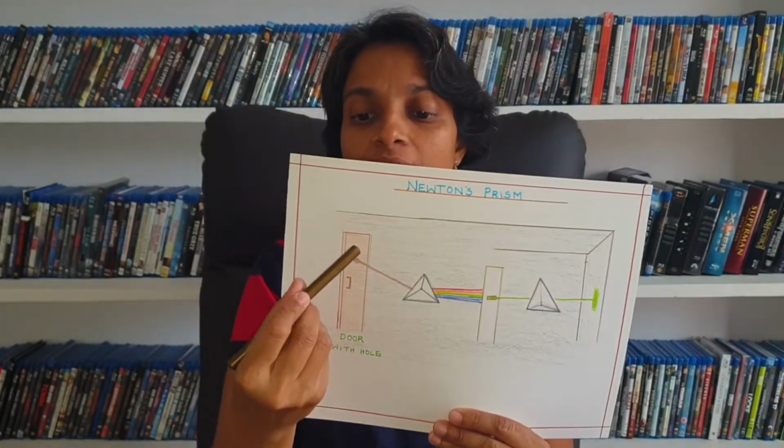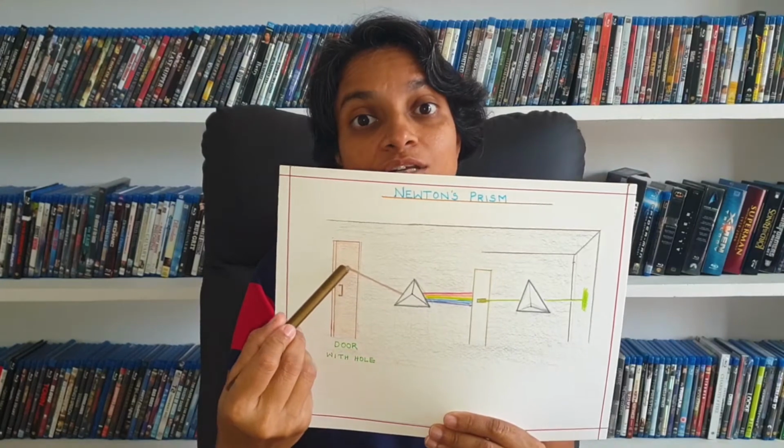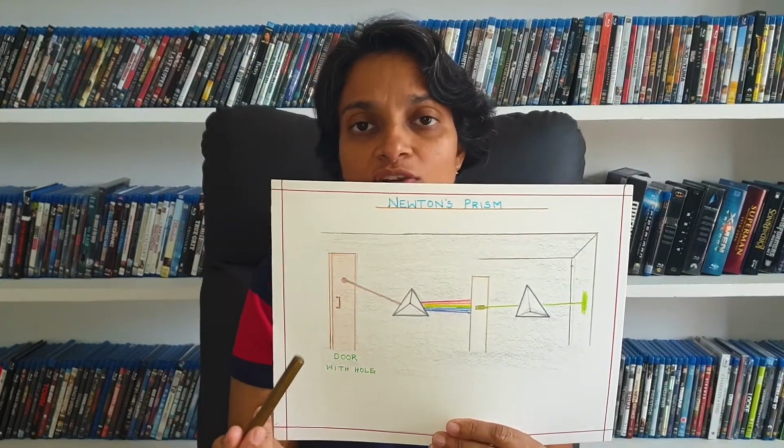He did it in a very, very simple way. He just took two prisms. That's it. Two prisms. And the source of light was a hole bored into the shutters of his window.